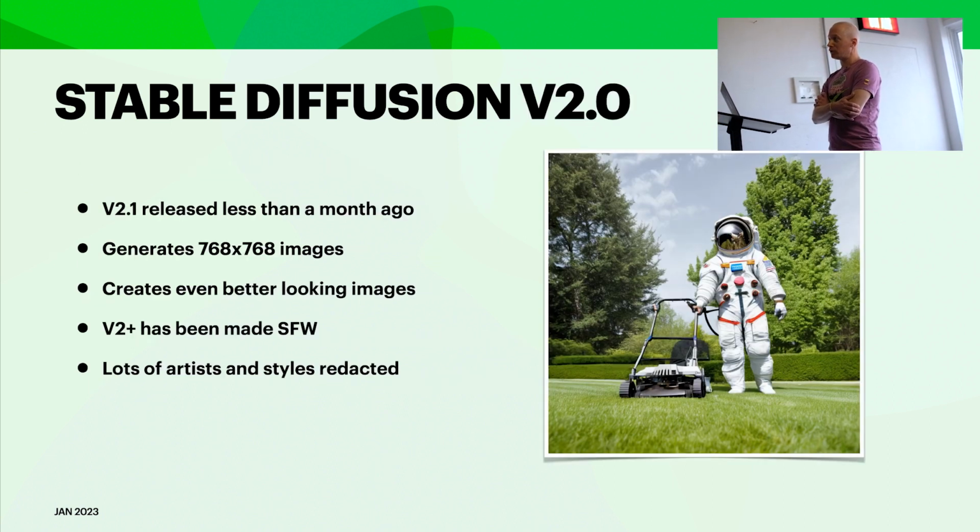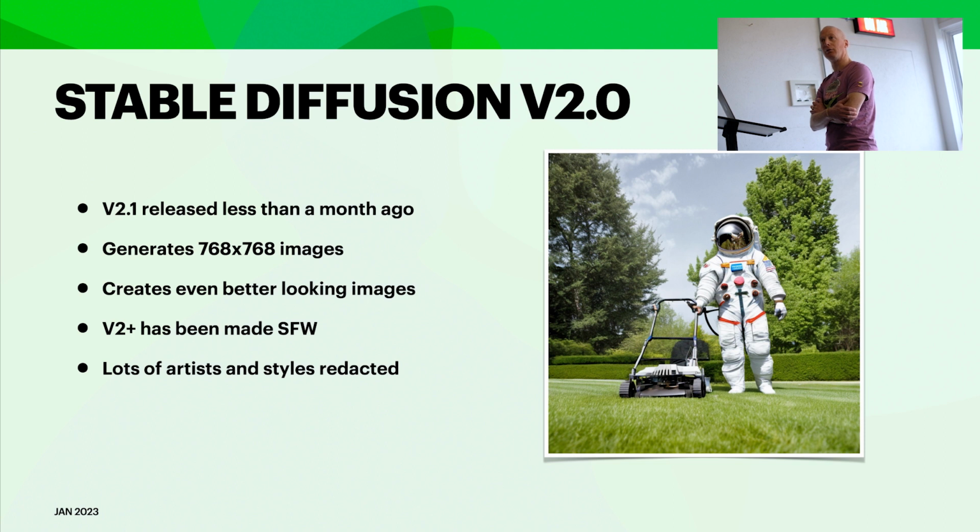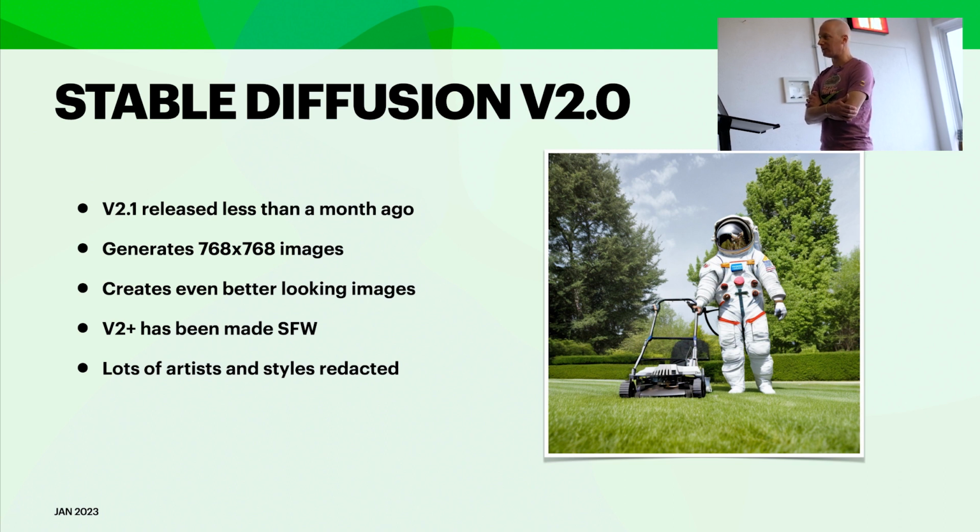I just talked about version 1.5 that came out 6 months ago. Version 2.1 came out less than a month ago, which is crazy, the speed that they're developing this. And now that one generates much larger images. It creates even better looking images, much more high fidelity. You don't have to be so specific for it to seemingly understand what you want.